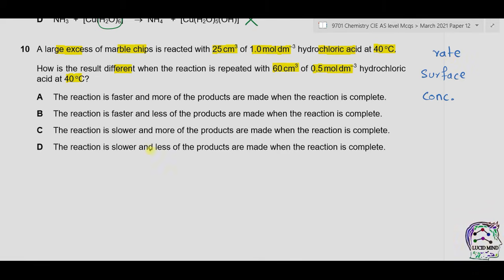We have marble chips, which is calcium carbonate. We have hydrochloric acid, which is HCl. The products are calcium chloride plus water plus carbon dioxide gas. In the question it says excess of marble chips is reacted, so therefore calcium carbonate is in excess, therefore HCl is the limiting reagent.